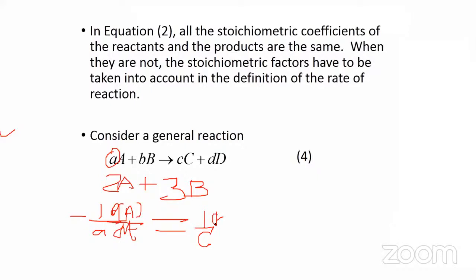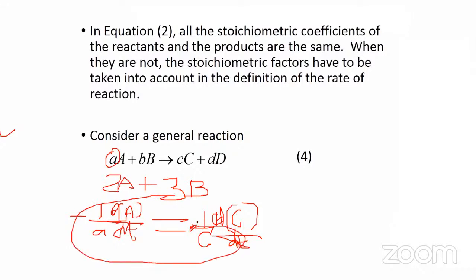d[C] over dt. This is dt. That is the relationship between those two. If you make a mistake and put a negative sign in front of this place, then everything you have written is wrong. I give you another one again.